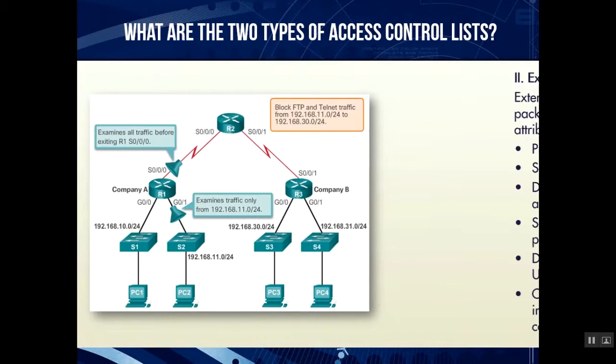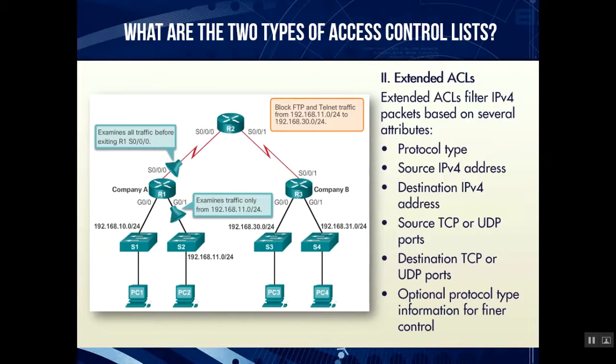Extended ACL and its placement. Extended ACLs filter IPv4 packets based on several attributes: protocol type, source IPv4 address, destination IPv4 address, source TCP or UDP ports, destination TCP or UDP port, and optional protocol type information for finer control.